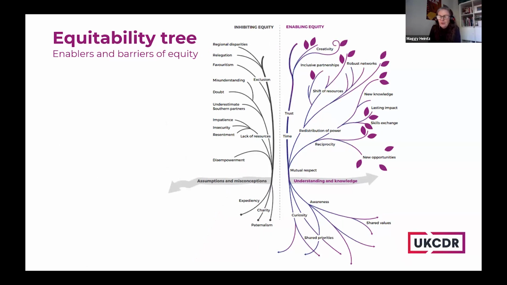representation of a tree. On the left-hand side, you've got all those factors inhibiting equity, and you've got a dying tree. And in that area, things that were mentioned by participants were things like lack of resources, disempowerment, impatience, insecurity, doubt. And on the right-hand side, when you see a nice tree flowering, all of that represents the enablers of equity. And in this area, you've got things like creativity that are mentioned, or inclusive partnership, reciprocity, and mutual respect.